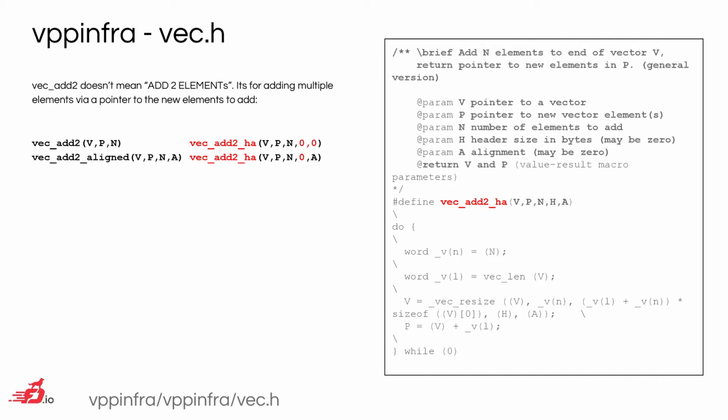So again, it uses this common pattern of HA: do I have a user-defined header, and do I need this to be aligned? By passing 0 params, or zeros for certain parameters, we can reuse the root function. So vec.add2, called without any suffix, will call vec.add2 header aligned, where v is the pointer to the vector that we want to add things to. P is the pointer to the new vector elements, which is how we can actually add multiple elements to that original vector. N is the number of elements to add, and H is the header size.